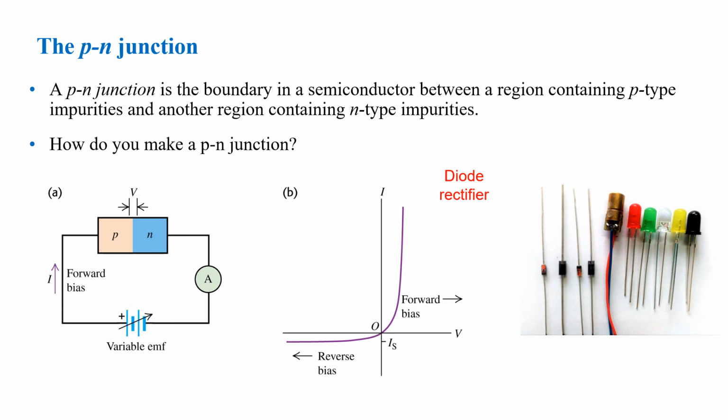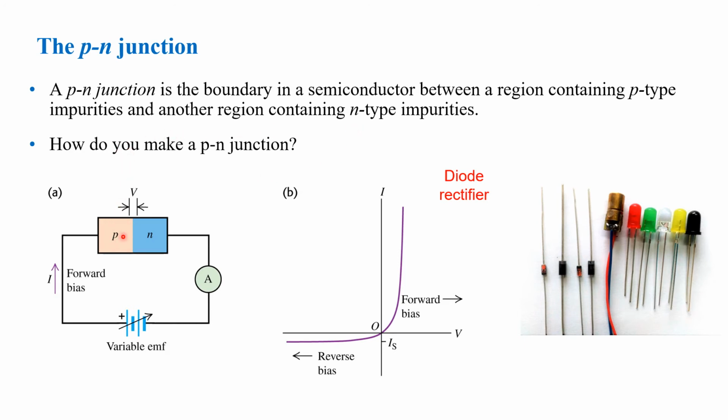Now, how do you actually form this kind of material? You have what you call your p-n junction. A p-n junction is the boundary in a semiconductor between a region containing p-type impurities and another region containing n-type impurities. So a p-n junction is actually just your p-type semiconductor and your n-type semiconductor combined. So that's how you're going to make a p-n junction.